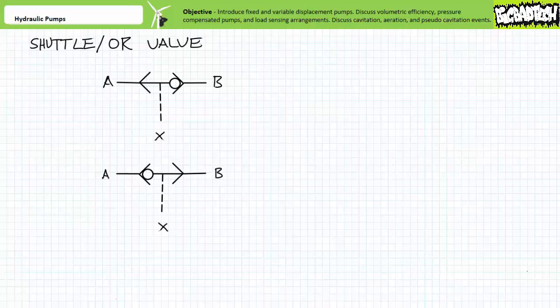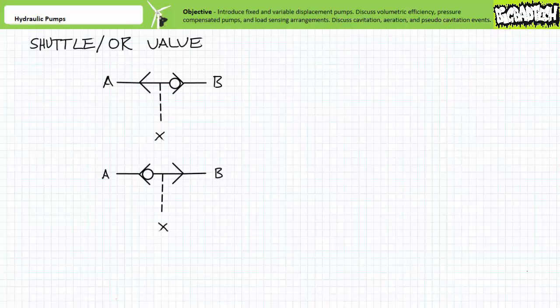Before we examine load sensing, let me quickly introduce a valve known as a shuttle, or valve, since they are commonly employed in load sensing applications. As the name implies, a shuttle, or valve, executes the logical OR function. Either one port or the other is being selected, but not both.